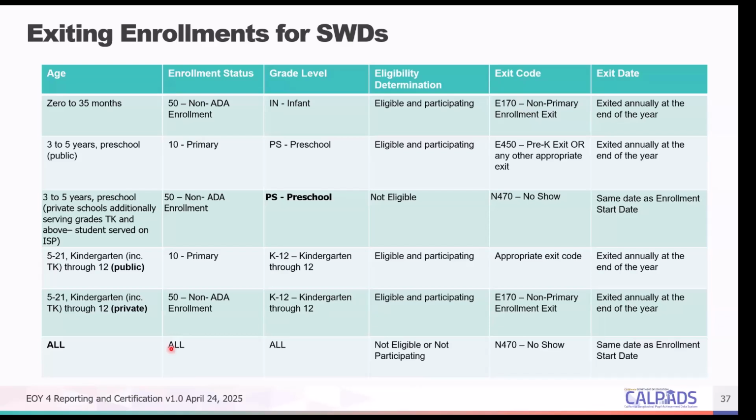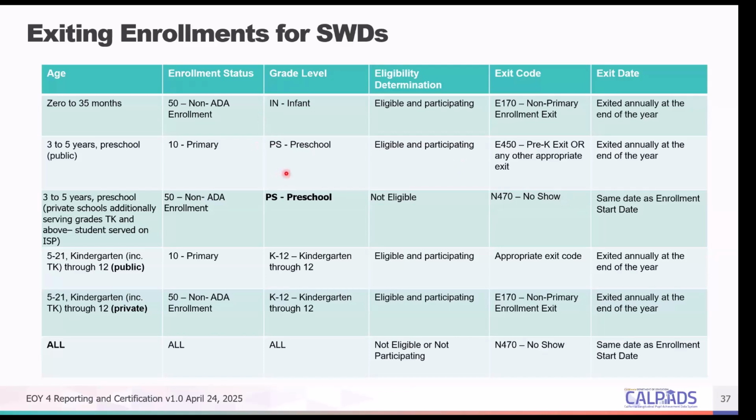Any enrollment type that says 50 should be an E170, except, of course, if you have a non-ADA and the student is no longer eligible, then you have an N470. You only use the N470 if, based on the assessment, the student is not eligible.